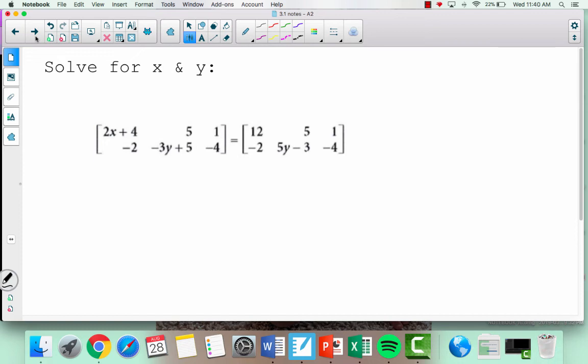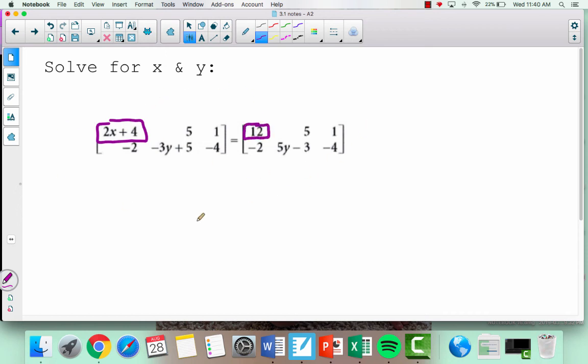So here we've got two matrices. Both are 2 by 3s, so 2 rows, 3 columns. And what we want to do is figure out what the x and y variables are using the fact we know these matrices have to be the same. So this is just a way of identifying which elements go together. So if I look in my row 1, column 1, this equation here has to match up to this 12.